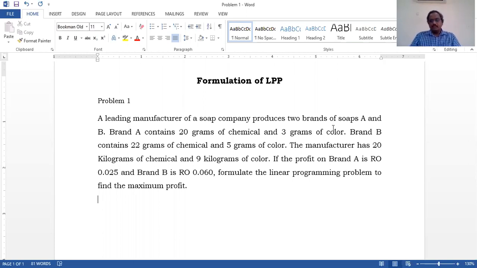Here is a sample problem. Before going to the sample problem, let me recollect the 5 steps we defined for formulation. First, we are going to identify the objective function, the objective of the problem. In step 2, we have to identify the decision variables involved in the problem. In step 3, we are going to define the alternatives. So what are all the possible alternatives?